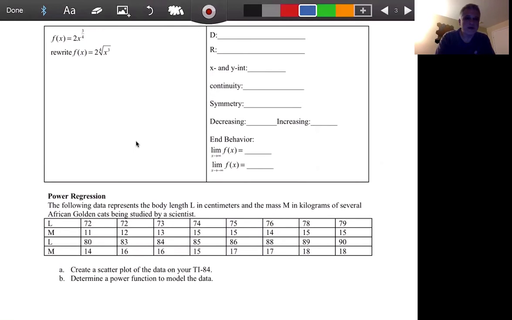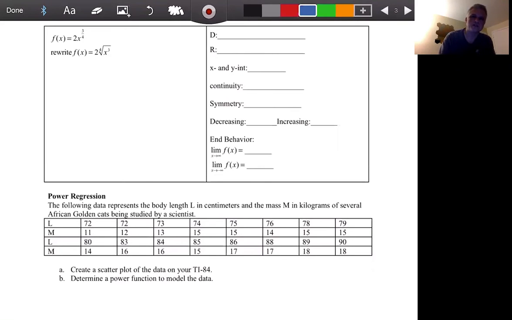So f of x equals 2x to the 3/4 power. And we mentioned that the exponents have a direct correlation to radicals. If I want to rewrite 2 times x to the 3/4, I can rewrite it like this. So this particular question ties into the very first group of examples we looked at, and now it ties into the radicals as well. So 2 times x to the 3/4, or 2 times the 4th root of x cubed. If we're looking at this, why don't we graph this?